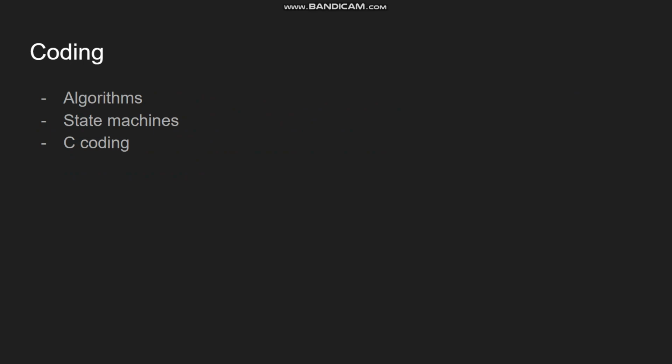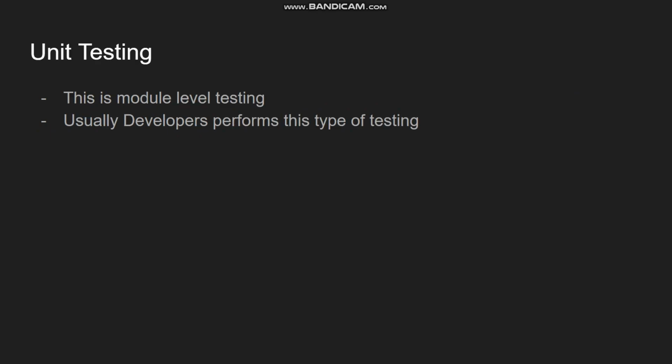Next comes coding. Once you have defined the modules, the actual coding starts here. For that, we need to create the algorithms, state machines, and C coding will get started in this phase. Then for this coding part, unit testing will be performed, usually by the developers who develop the software and do the coding of that particular software. We call this module level testing.